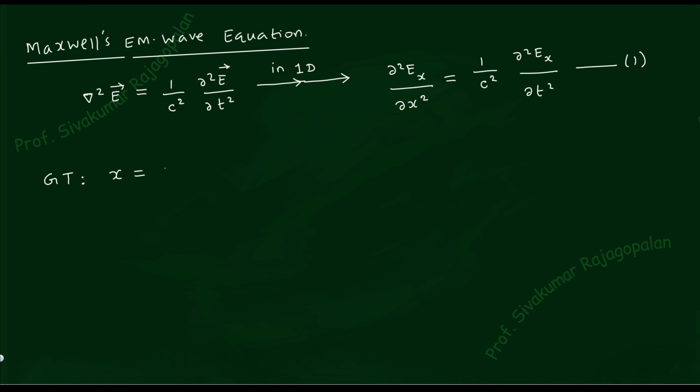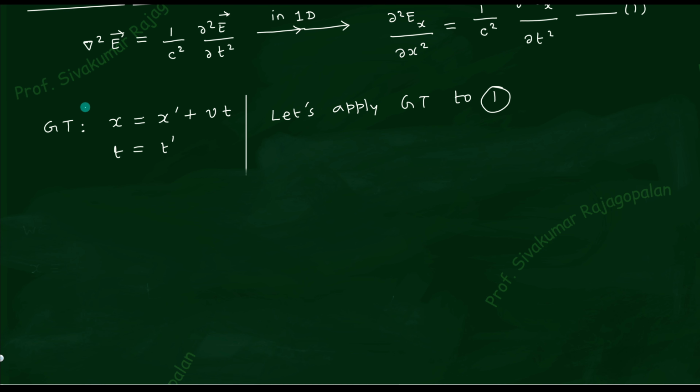Come back to the Galilean transformation, which is x equal to x prime plus v times t, and we have t equal to t prime. Y and z direction I am not writing because nothing is changing in the y and z directions. Now you see the x has to be changed and the t has to be changed. So x and t are visible in Maxwell's equation. We want to change. So how will you do that? Let us apply the Galilean transformation to equation number 1. I will write x prime equal to x minus vt, taking the vt to the left side, and t prime equal to t.